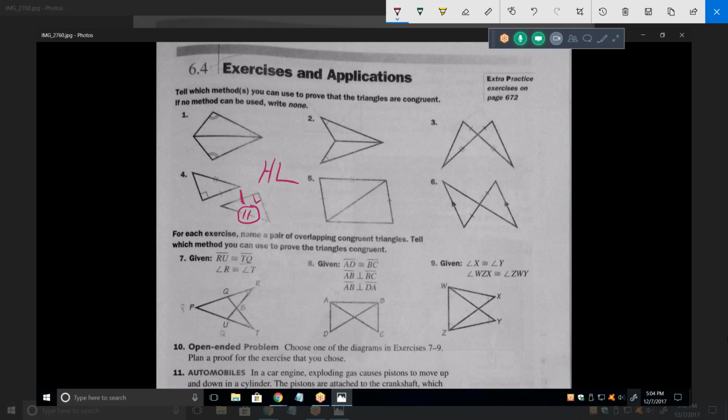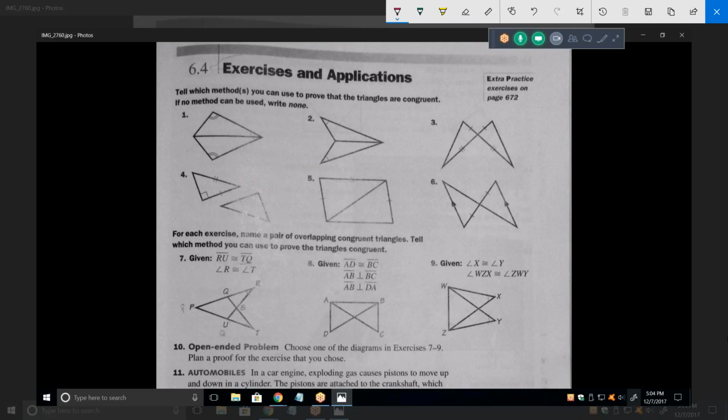And you do have to use this HL on this one, because notice that if I tried to go clockwise or counterclockwise, if I go that way, I end up with side angle. That does not prove congruency. If I go this way, I end up with side angle. That does not prove congruency. If you have two angles and a side, yes. But two sides and an angle, no.